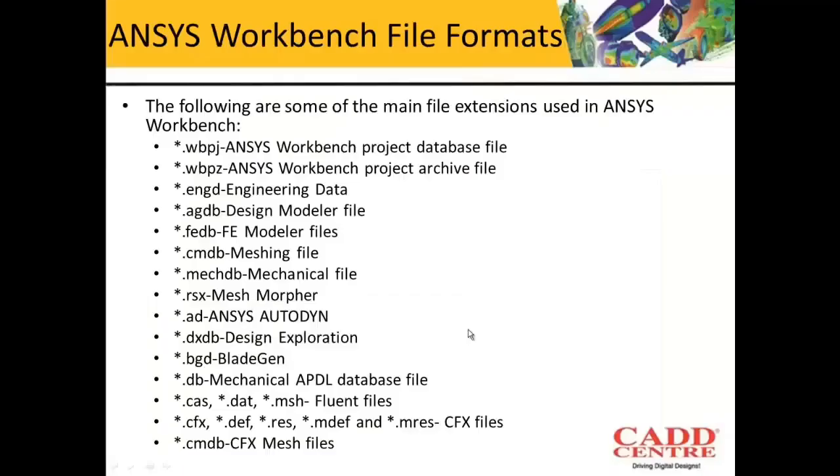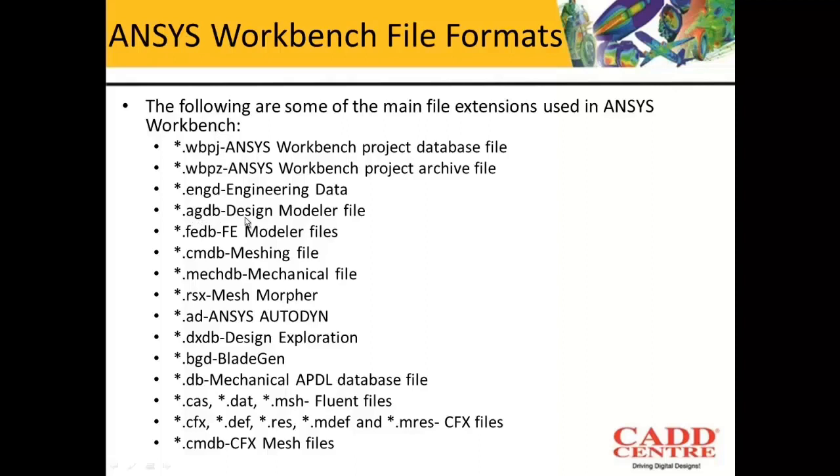Now let us discuss the file formats that are available in Ansys Workbench. If you see on screen, these are all the main file extensions that are used in Ansys Workbench, which you should know so that you recognize the files. So for a Workbench project file, the extension is .wbpj. For an archive file, the extension is .wbpz. .engd is an extension for the engineering data file, which stores all the material information.